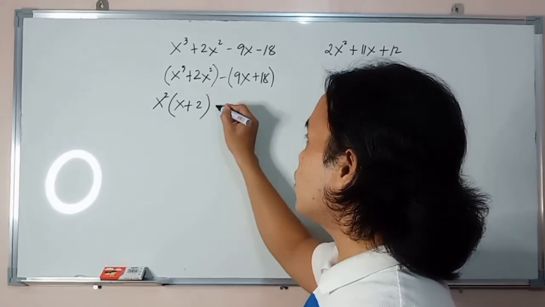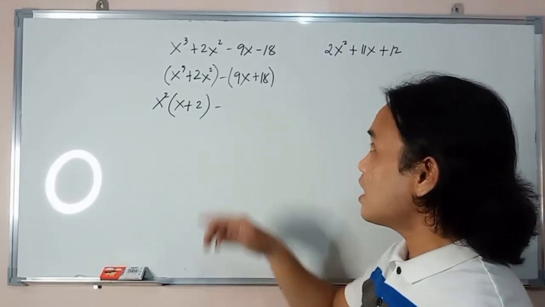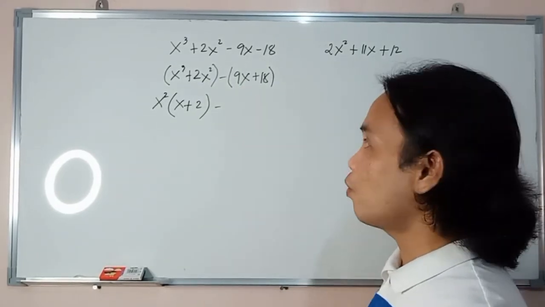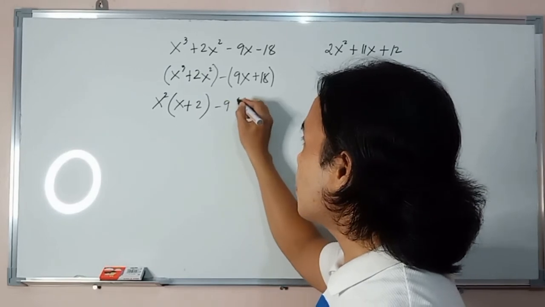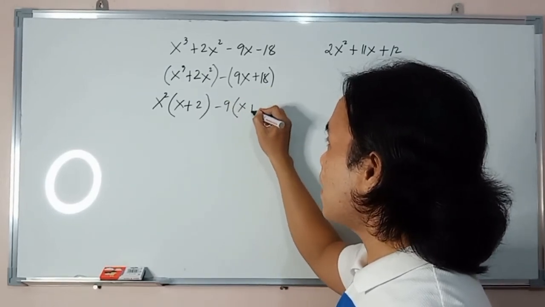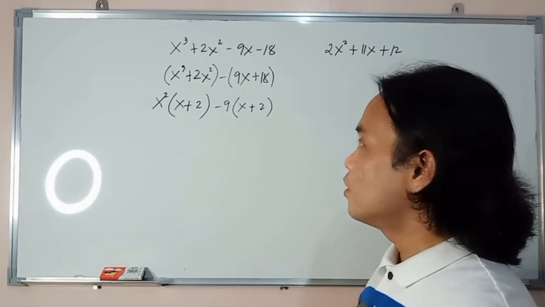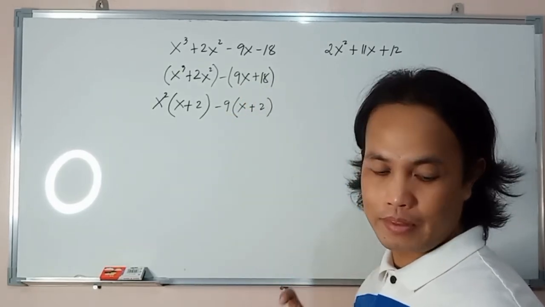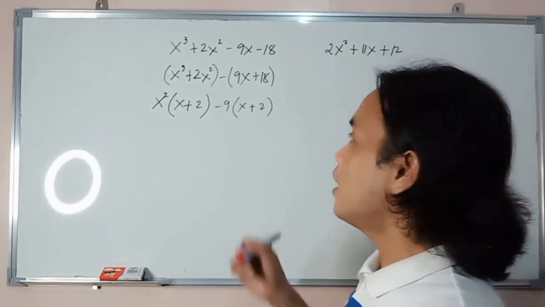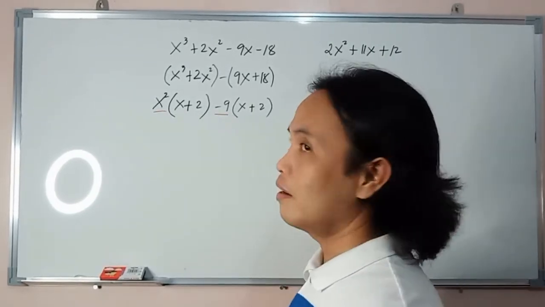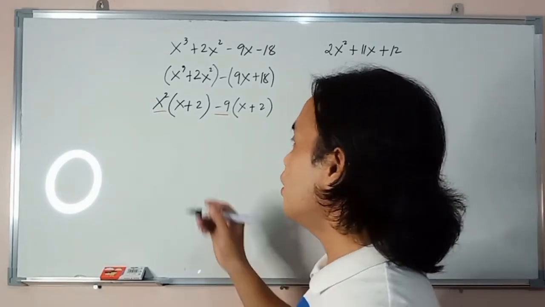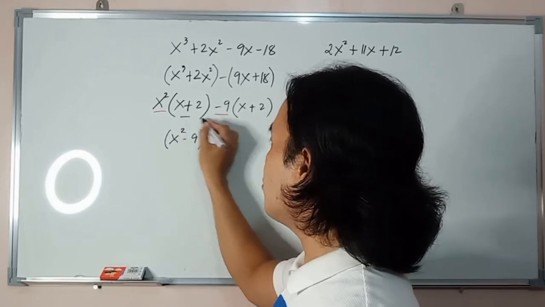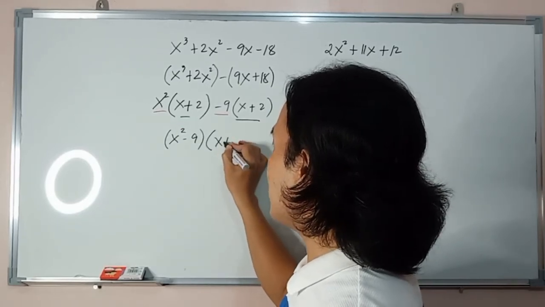We copy minus. This time, our common monomial factor between 9x and 18 is 9. So we factor out 9. What remains here is x plus 2. So 9 times x is 9x. 9 times 2 is 18. This time, we have x squared and minus 9. So we group together, we have x squared minus 9 times these two common factors, which is x plus 2.